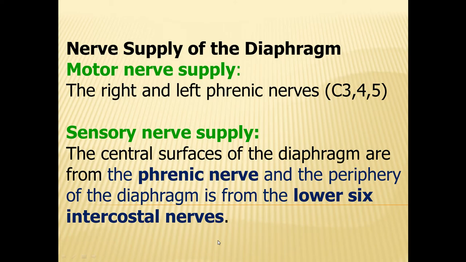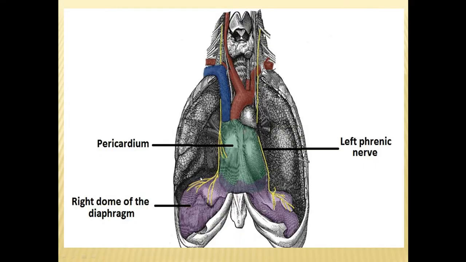You can see the diagram. Yes, the right phrenic nerve and the left phrenic nerve supplying the diaphragm. You can see the domes of diaphragm.